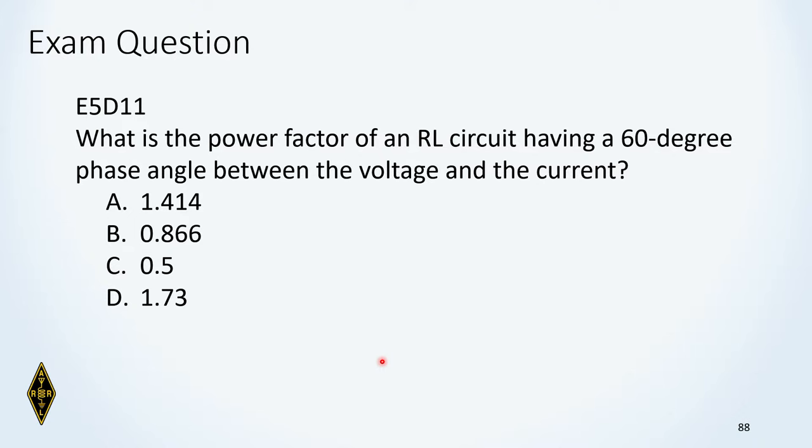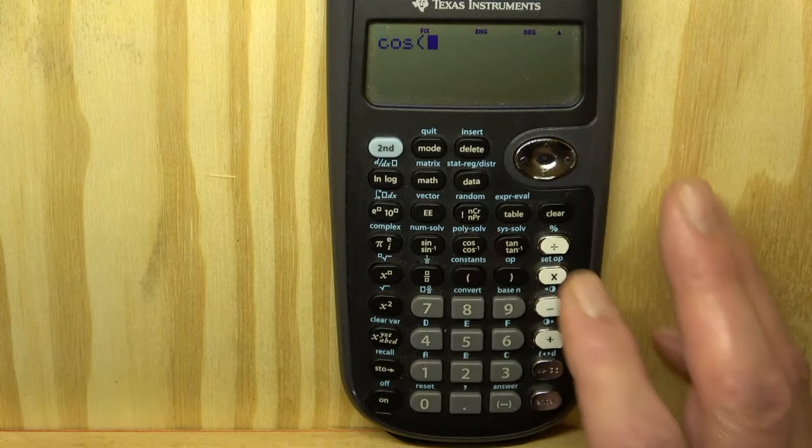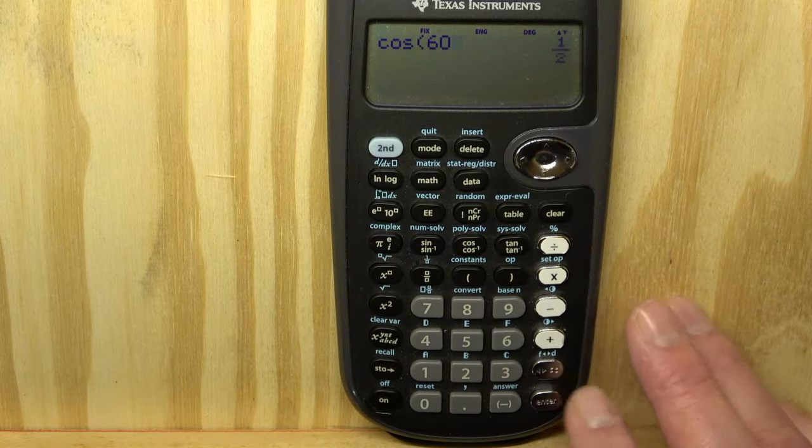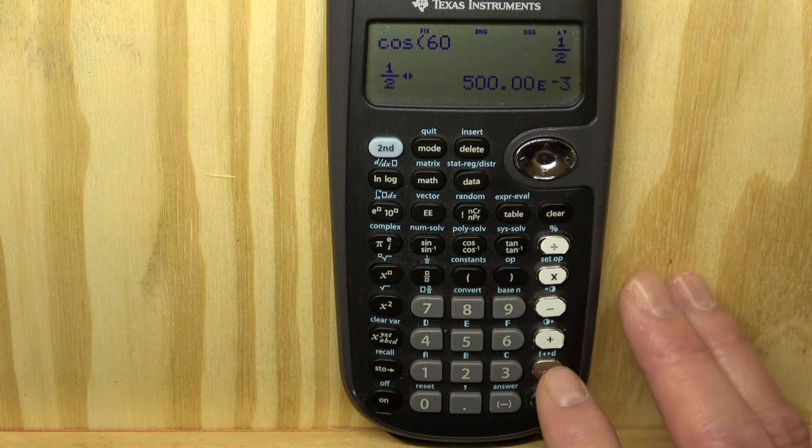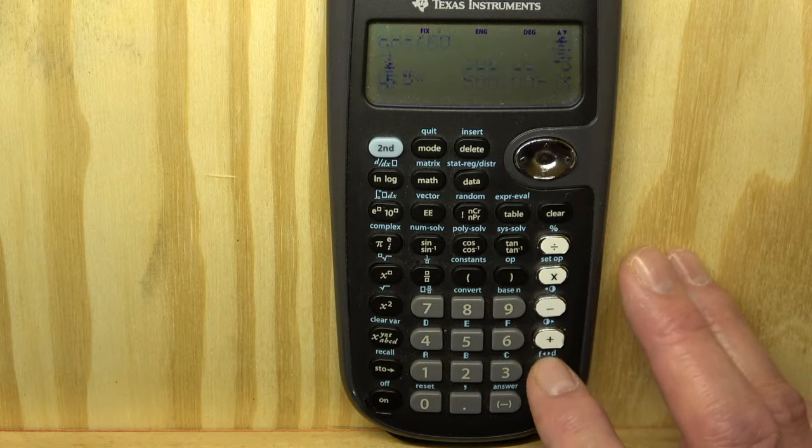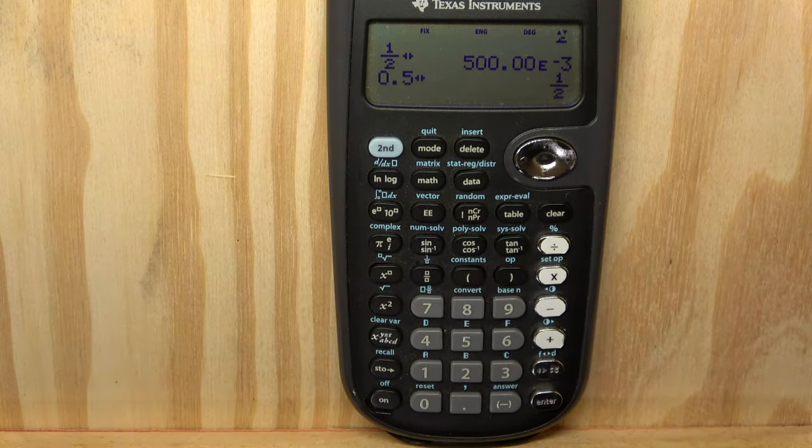What is the power factor of an RL circuit having a 60-degree phase angle between voltage and current? Well, we know it's going to be between 0 and 1. That will immediately eliminate A and D. And what are we going to do here? Charlie. And that's cosine of 60 degrees. Let me do that on the calculator over here. Cosine 60, enter, 1/2 or 0.5. 500 E minus 3 or 0.5. Correct.